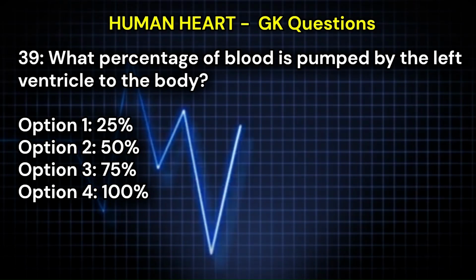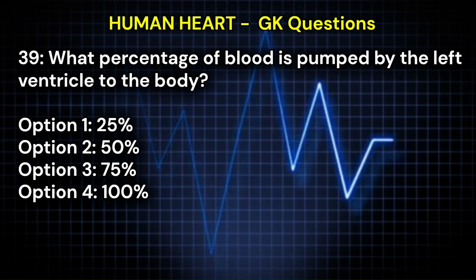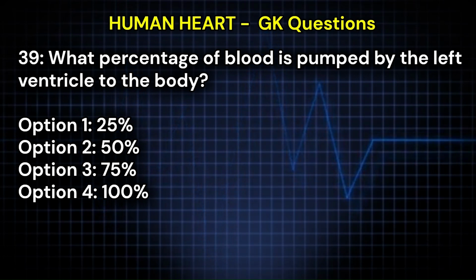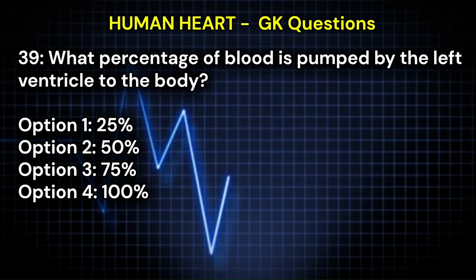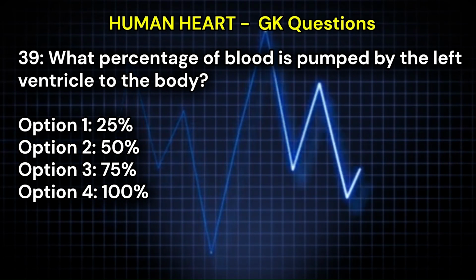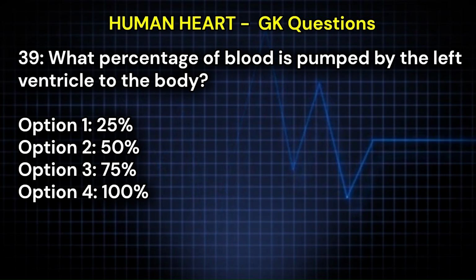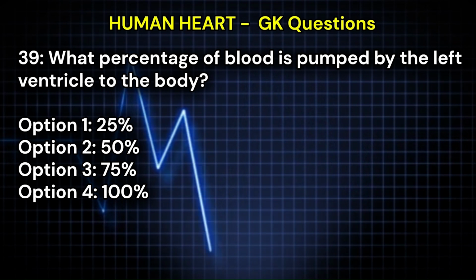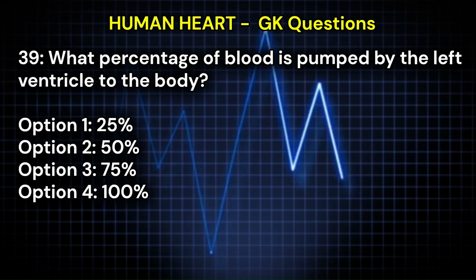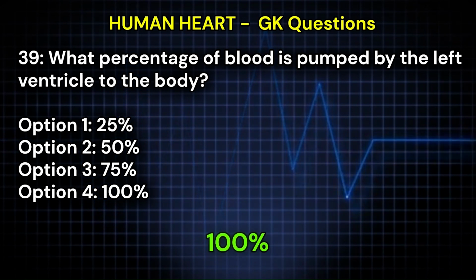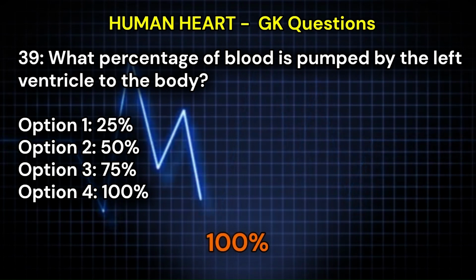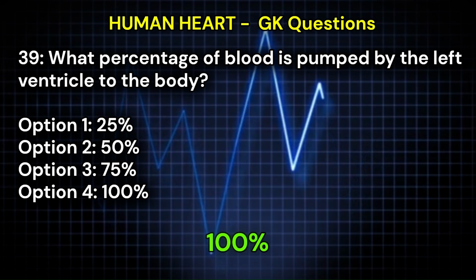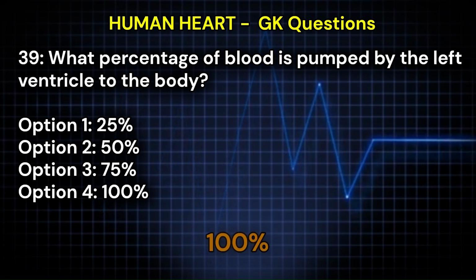Question number 39. What percentage of blood is pumped by the left ventricle to the body? The options are: Option 1, 25%. Option 2, 50%. Option 3, 75%. Option 4, 100%. The correct answer is 100%. The left ventricle pumps all systemic blood. The right ventricle pumps the same volume, but to the lungs at lower pressure.